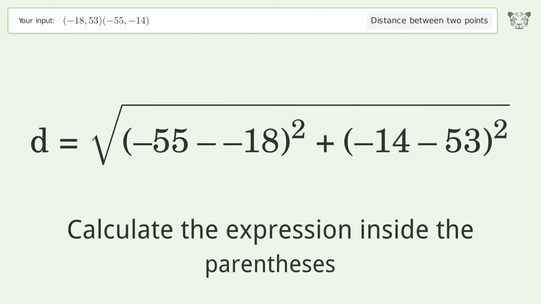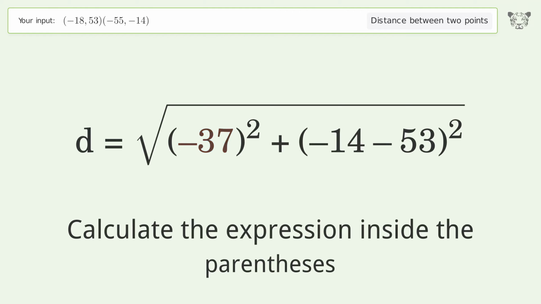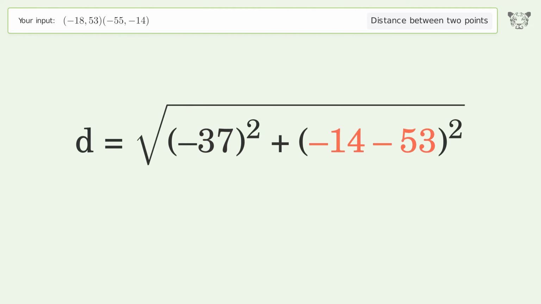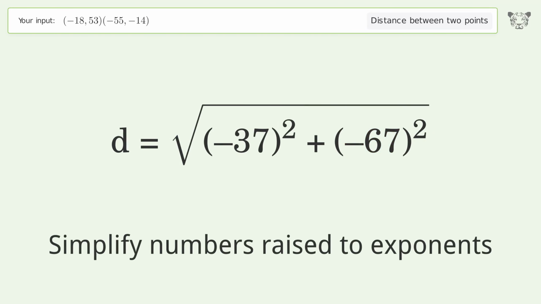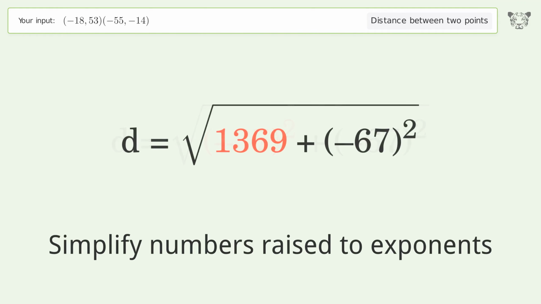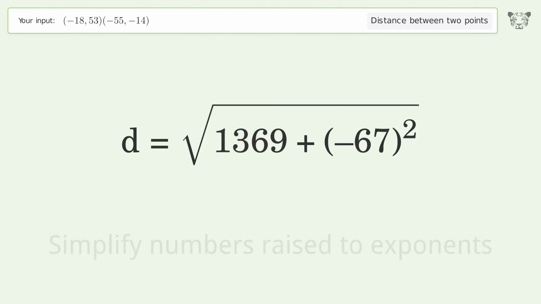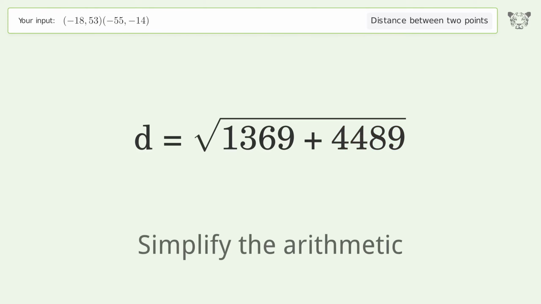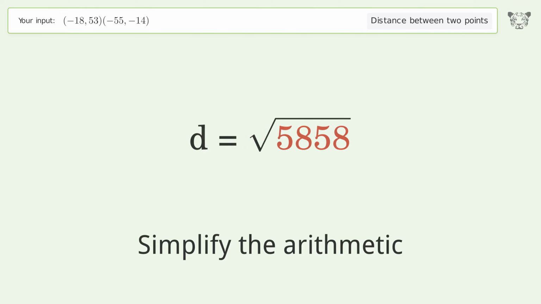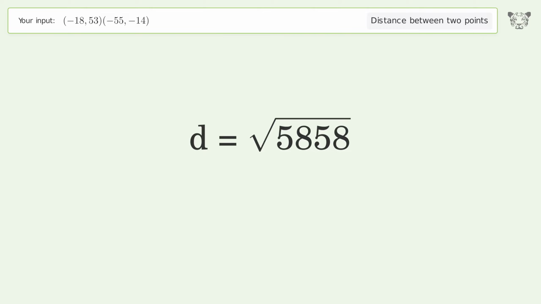Calculate the expression inside the parentheses. Simplify numbers raised to exponents. Simplify the arithmetic. And so the distance between the 2 points is the square root of 5,858, or 76.538.